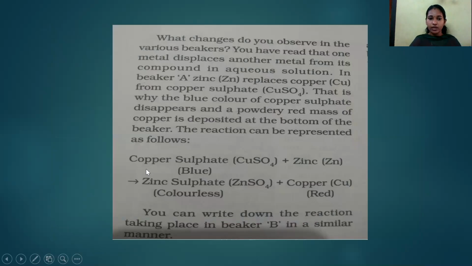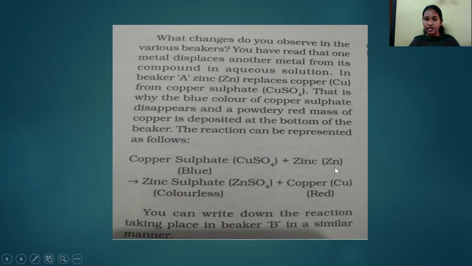The reaction can be represented as, how to write the reaction? Copper sulfate, CuSO4, is blue in color, and it reacts with zinc to form zinc sulfate. That zinc sulfate is colorless. Zinc sulfate is represented as ZnSO4, plus copper. Copper is represented as Cu. That copper is red in color.